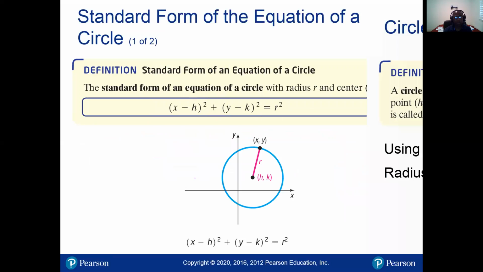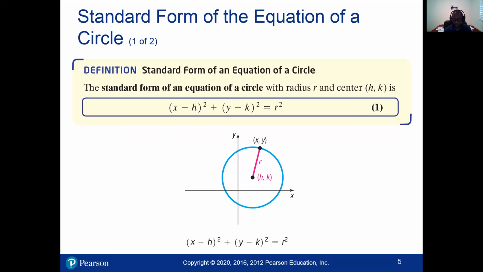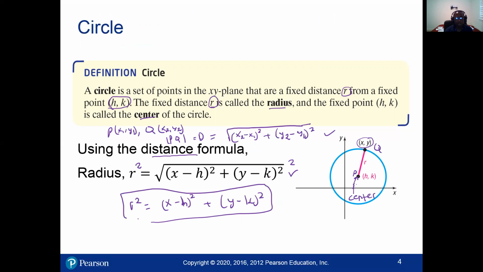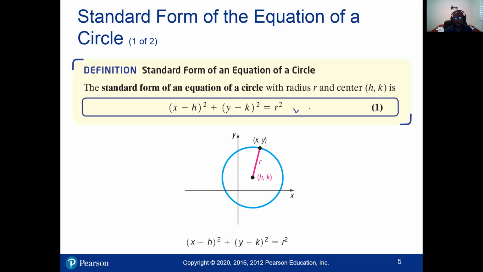Now, going back, if you square both sides of this equation, then you have r squared equal to (x minus h) all squared plus (y minus k) all squared. If you put the equation of a circle in this form, we call it the standard form of the equation of a circle. So here is the standard equation of the circle: (x minus h) all squared plus (y minus k) all squared is equal to r squared.